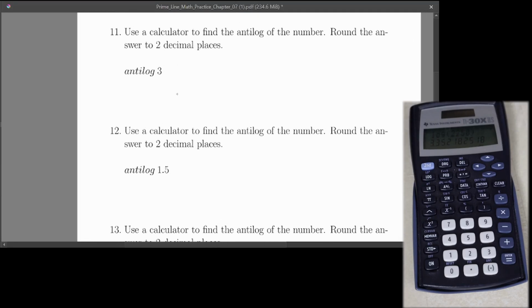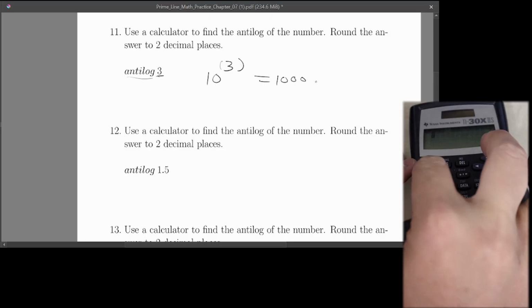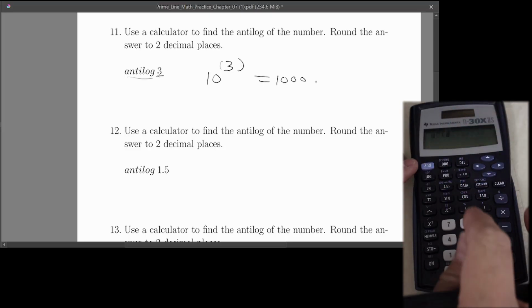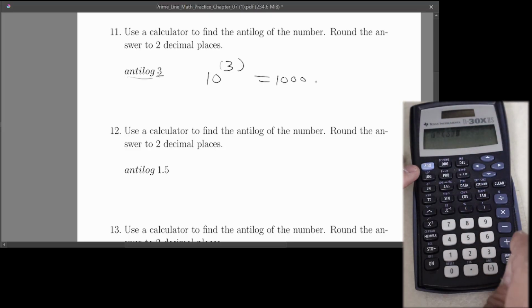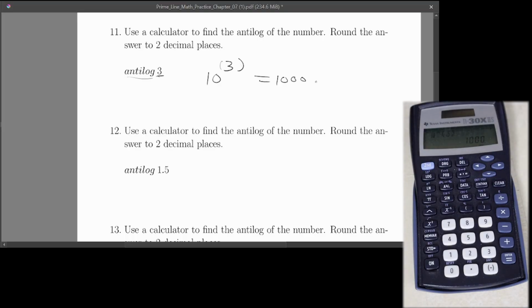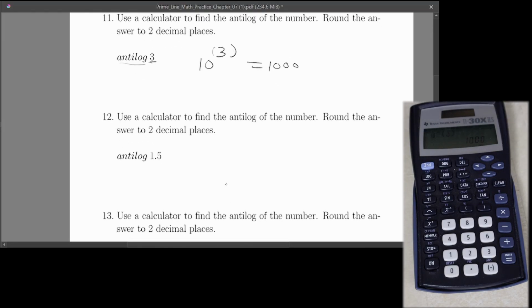Okay, here they ask us to use the anti-log. So the anti-log is 10 to the value inside of here. In this case, we're going to get 1,000 on the calculator. For the anti-log, you just hit second log. Notice that's our anti-log button, and we'll put in 3, and we get our 1,000. To 2 decimal places, we would put our zeros on there for precision.